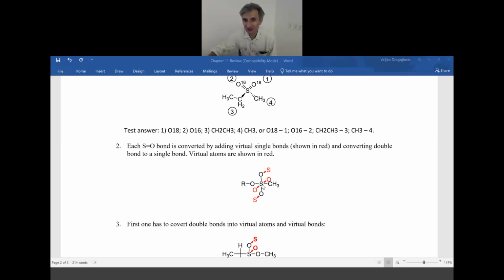And we repeat that process one more time. Sulfur, at the other end of the bond is oxygen, so we add virtual oxygen. Oxygen, at the other end of the bond was sulfur, so we add virtual sulfur. And that's it. So that will be the complete answer.